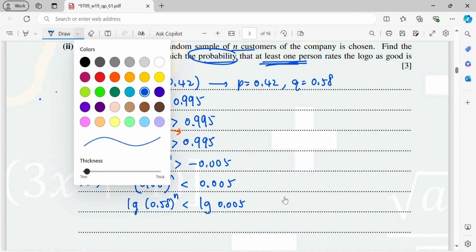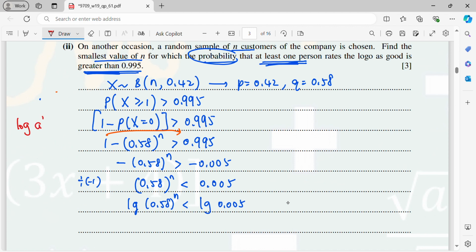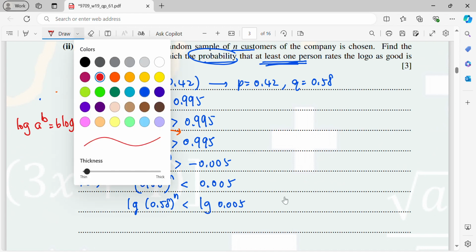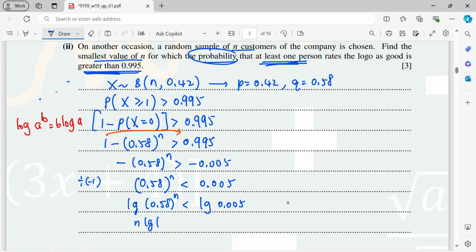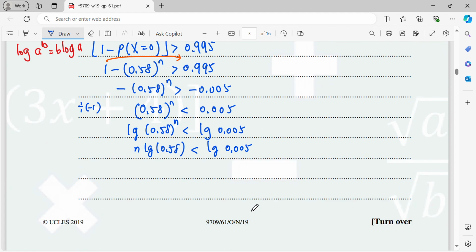Then we have a formula over here: log a to the power b is b log a. So whenever you see a power, you can just move it down. That means here, it will be n log 0.58 less than log 0.005. Now, one more thing: you need to calculate log 0.58, and you will find that this is a negative value. Do not move to the other side first, because if you move, it means you divide by a negative value, and then you will miss the process of changing the inequality sign.